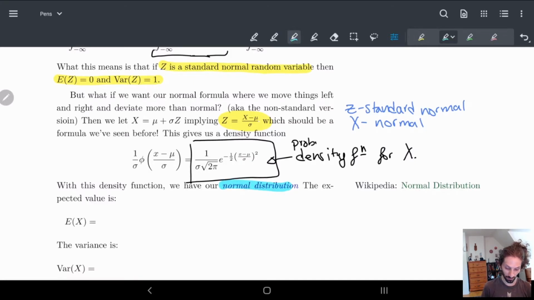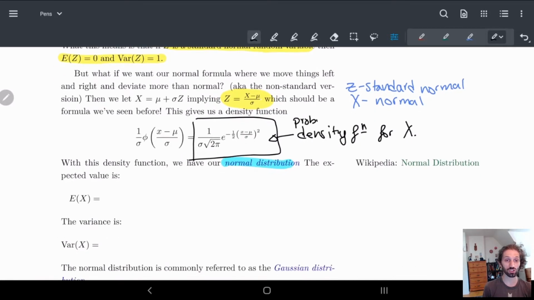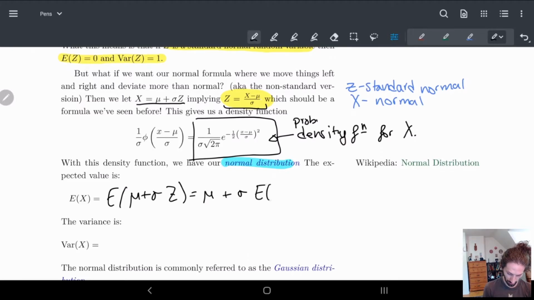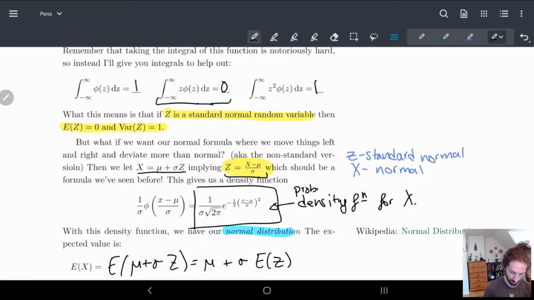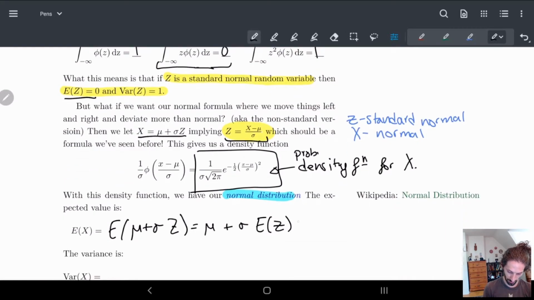So the expected value for this one, this shouldn't come as a surprise, but we can just use the same formulas as before. If I look at X, X is equal to mu plus sigma Z. So this is just looking at things backwards. If I just take this and move things around, this is just mu plus sigma E of Z. Well, E of Z is just 0. So we get mu, which is exactly what we would expect. We expect the expected value of a normal distribution to be mu. This is where this came from.